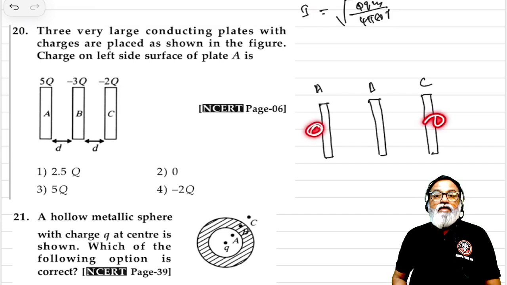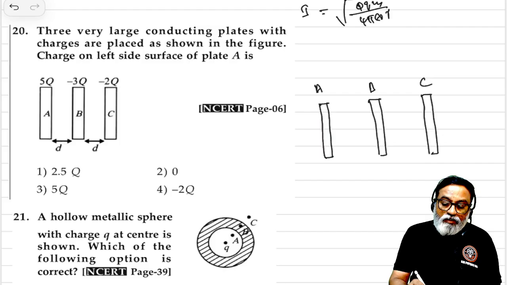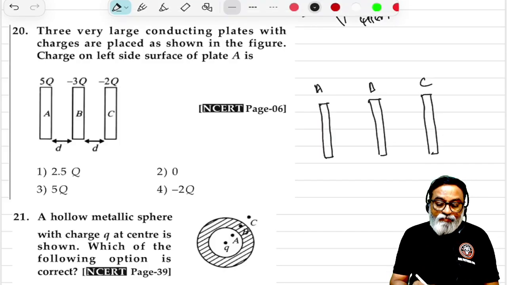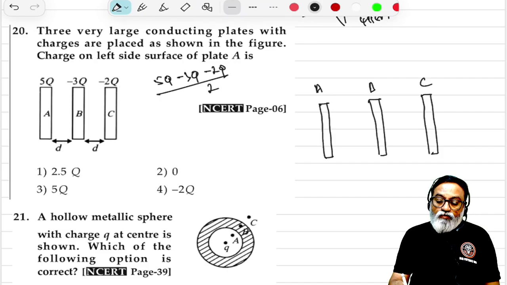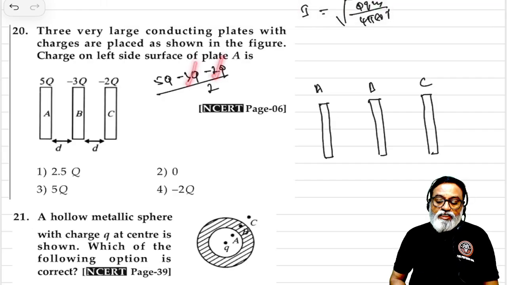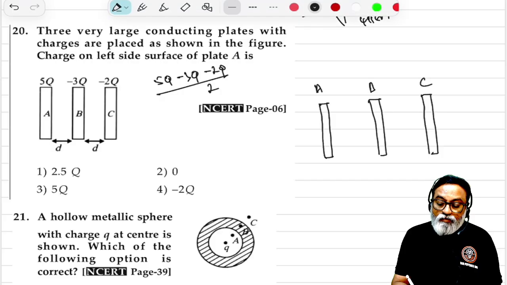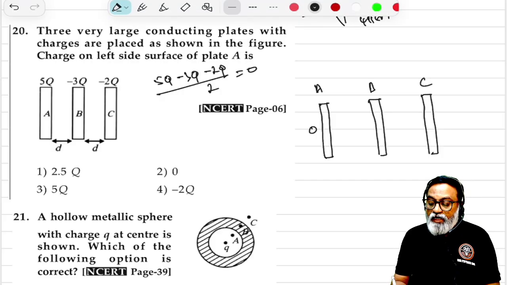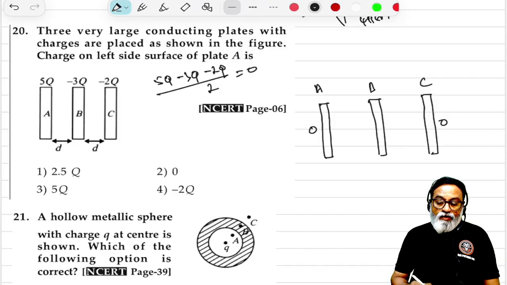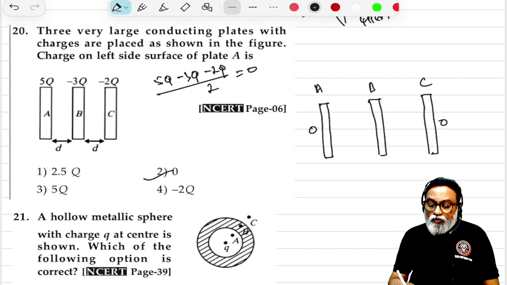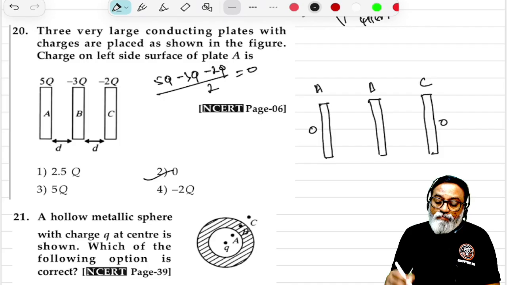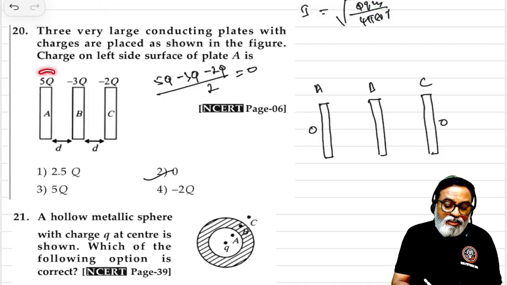This one having the charge, we have to add the total charge and divide it by 2. Therefore, this becomes 5q minus 3q minus 2q by 2, that is 5q minus 3q minus 5q in total. Therefore, this becomes 0. So this side and this surface have charge 0. The charge on the left side surface of plate A is equal to 0. Therefore, answer 0.